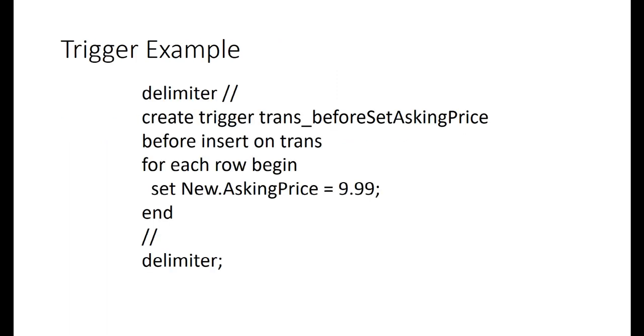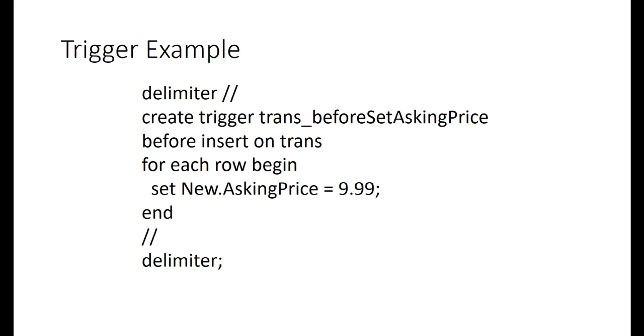Okay, we mentioned triggers. Here's a trigger example. Once again, I've got to play delimiter games, right? And just like I had create function and create procedure, I've got create trigger. I'm creating a trigger called trans before set asking price. It's a long name, but basically I'm pointing out that I'm going to call this before the set asking price, okay? And it's working with a table called transaction. That's why I call it trans there.